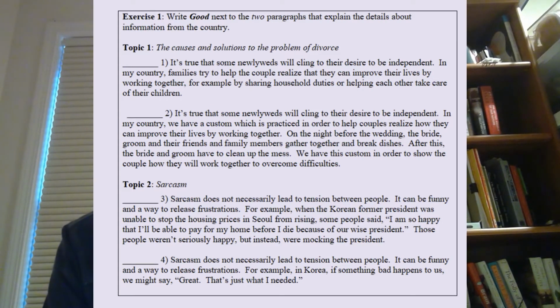Okay, then sample 2, paragraph 2. It's true that some newlyweds will cling to their desire to be independent. In my country, we have a custom which is practiced in order to help couples realize how they can improve their lives by working together. On the night before the wedding, the bride, groom, and their friends and family members get together and break dishes. After this, the bride and groom have to clean up the mess. We have this custom in order to show couples how they will work together to overcome difficulties.